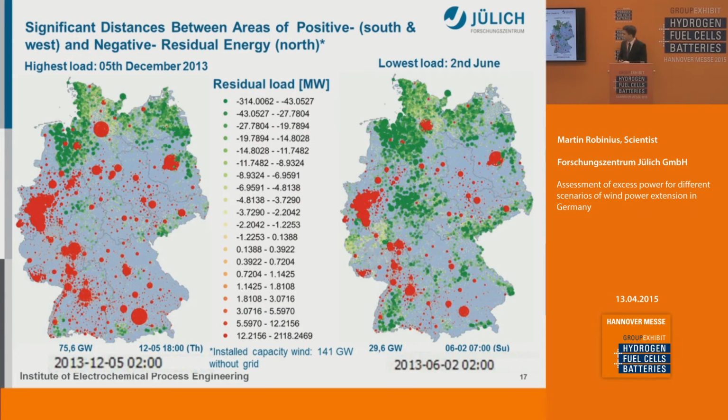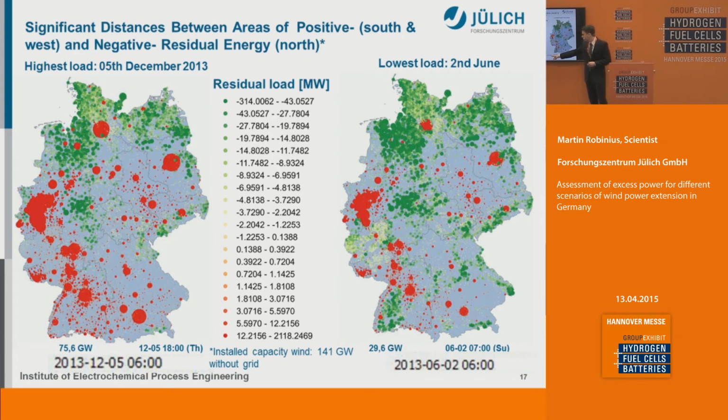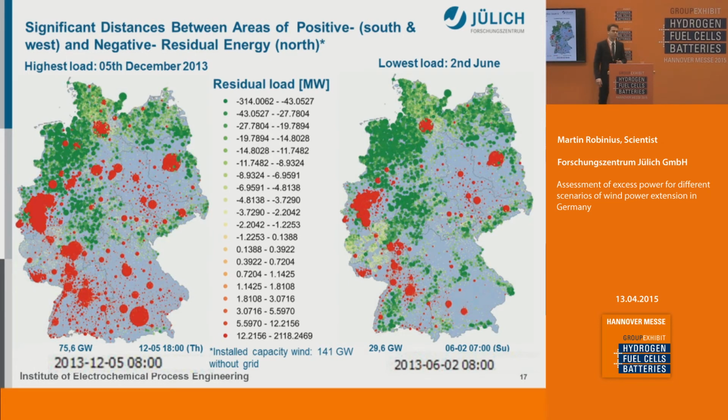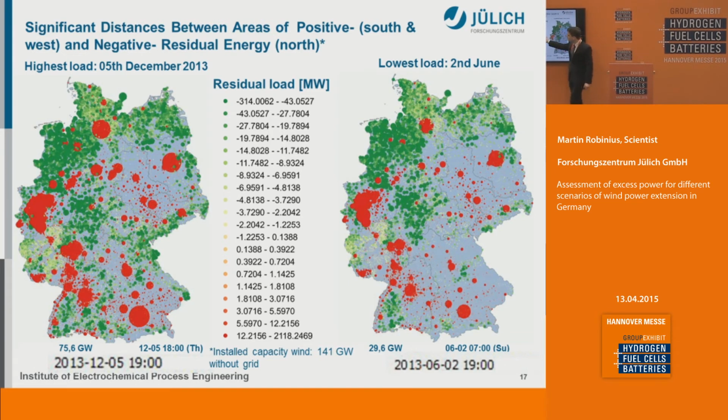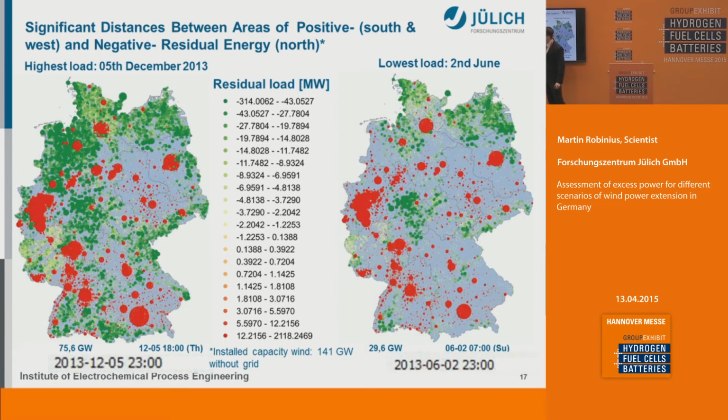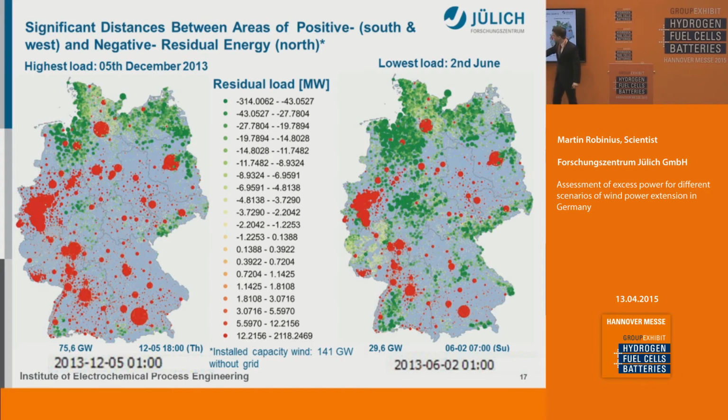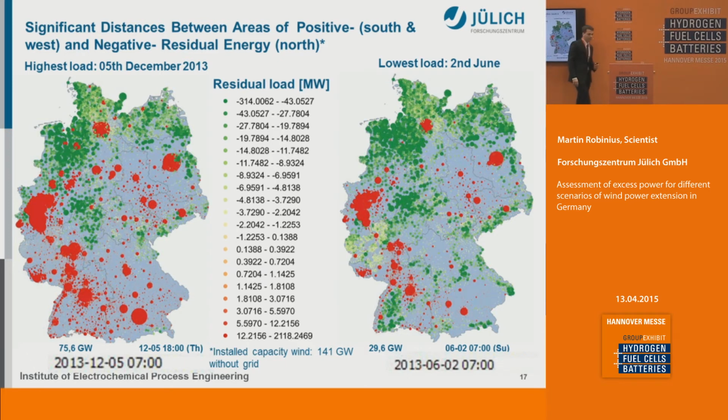Here what you can see right now is we make a scenario where we installed a big capacity of wind with about 141 gigawatt, and we used the load from 2030. And you can see here, without using a grid or even offshore, we have a huge amount of surplus energy here in this area. It's the green one. And still we have a huge amount of positive residual load in, for example, North Rhine-Westphalia.